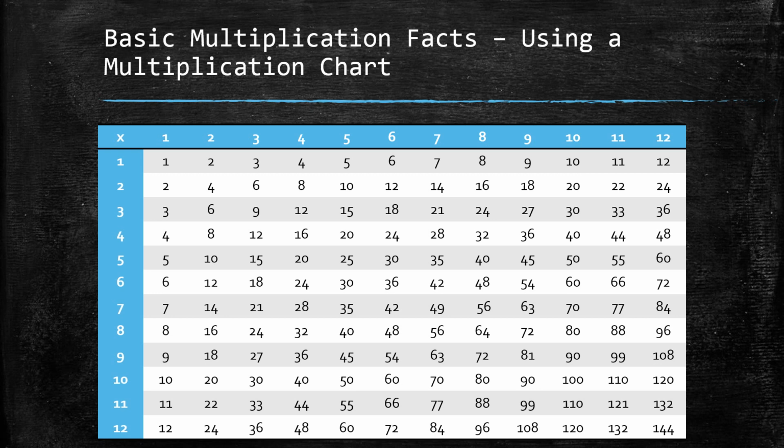So let's say I choose this side. I go down to the 4 row and across, and where they meet up is my answer, so 28. And if I did it the other way, 7 here and 4 here, my answer is still, in fact, 28.